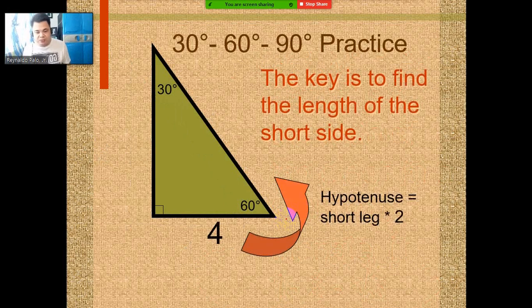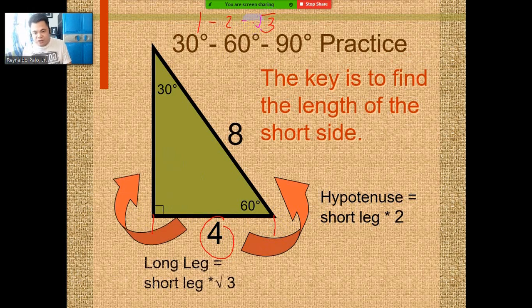Okay, so example 4. Always remember that we are beginning at the short side. So if this is 4, to get the hypotenuse according to the pattern, remember it is 1 to square root of 3. So multiply 4 by 2, that's 8.